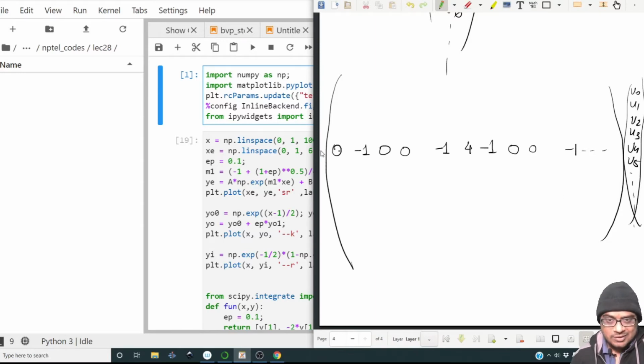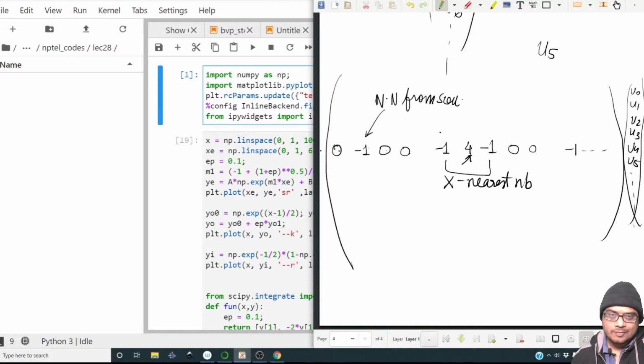So this is gonna be the row of which this particular element will multiply u5, because we are focusing on u5. So 0, 1, 2, 3, 4, 5. Excellent. If this multiplies u5, this is gonna multiply u4. This is gonna multiply u6. So these are the x nearest neighbors. This is the nearest neighbor from the south, and this is the nearest neighbor from the north.